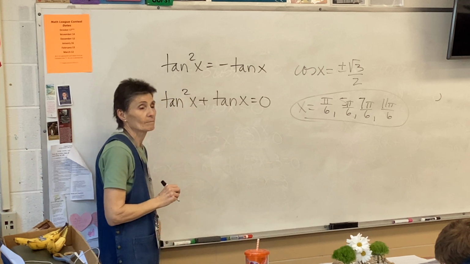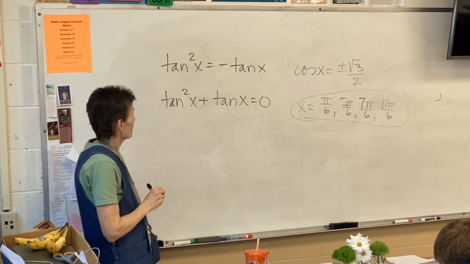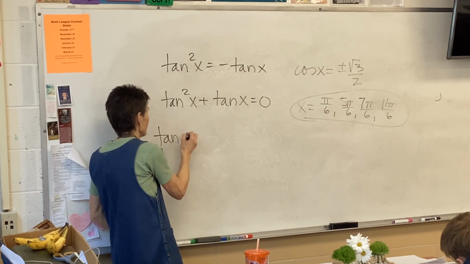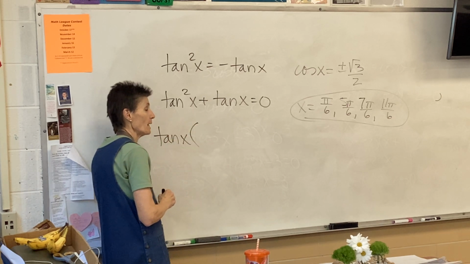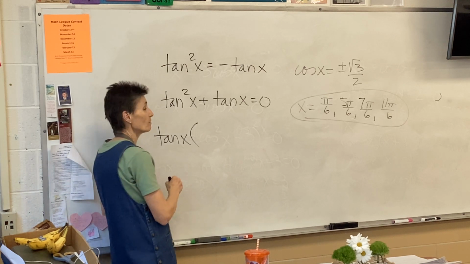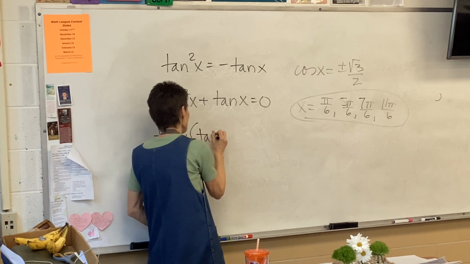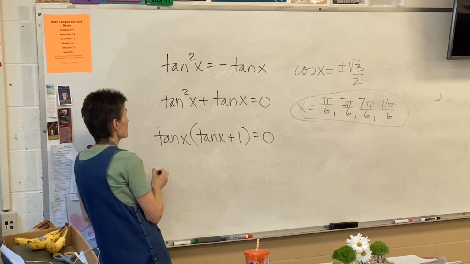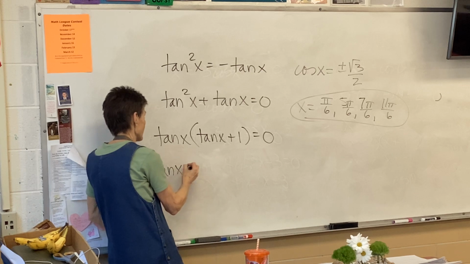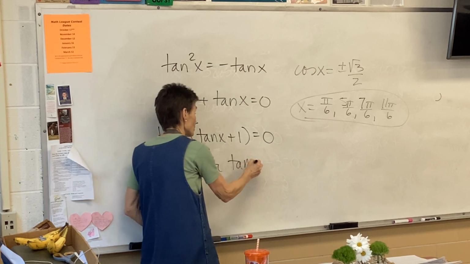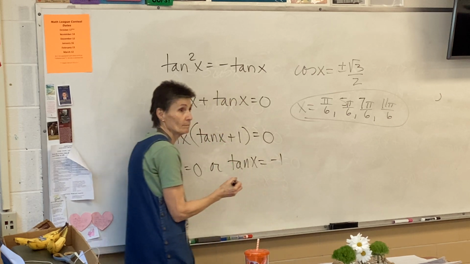Okay, let's factor it so we can take out a tangent. And if we pull out a tangent, GCF, what are we left with? Tan plus 1. Just set it both equal. So tangent equals 0, or tangent equals negative 1.